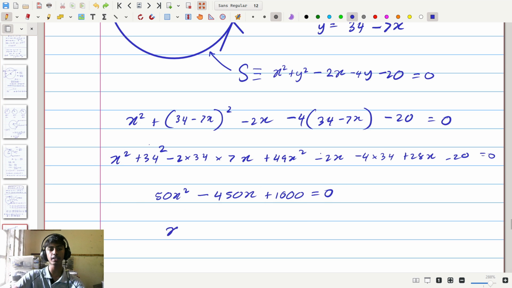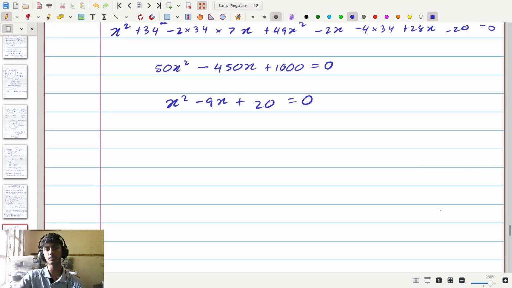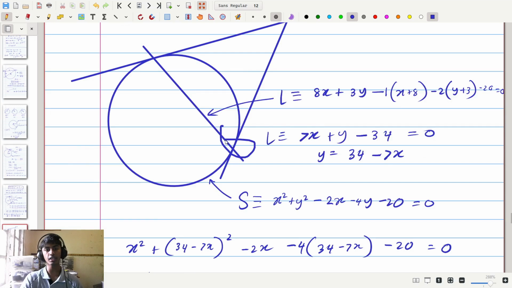Dividing out by 50 we get x squared minus 9x plus 1000 divided by 50, which is going to be 20, equal to 0. Now all we have to do is simplify this quadratic equation in order to get x equals. We will get two values. One of the values corresponds to one of these points here, and the other value corresponds to the other point, at which point we can then find the corresponding y coordinates and finally find the equations of the two tangents.